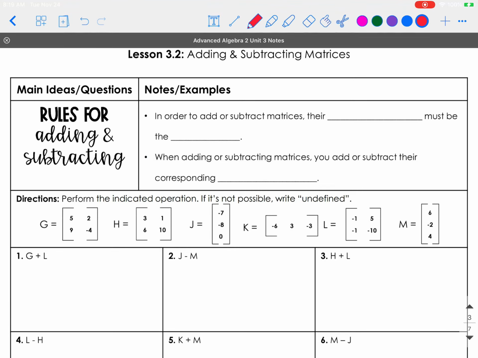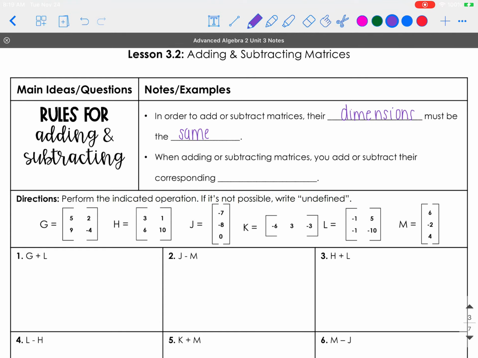Hey guys, in this video you're going to be learning about adding and subtracting matrices, and if you can add and subtract, you can do this. So when we're looking at matrices, if we want to add or subtract them, then their dimensions must be the same.